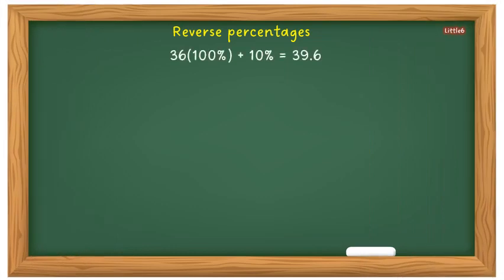Okay, let's look at it this way. Let's take the 36%, which is 100%. That's your starting value. Your starting value is always 100%. So we add 10% to that. You can see it gives us 39.6%. So therefore, 39.6 is 110%. So that is a value of 110%, including the original value.